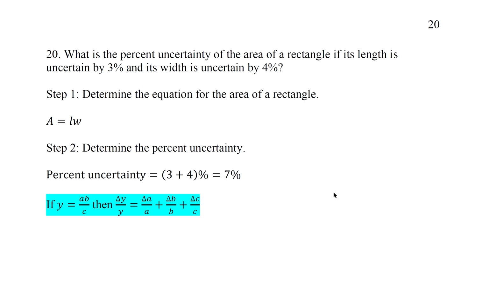Question 20. What is the percent uncertainty of the area of a rectangle if its length is uncertain by 3% and its width is uncertain by 4%? So look at the equation here. Area is equal to length times width. And when we're multiplying, the percent uncertainties we're just adding them up. So the answer is 7%.